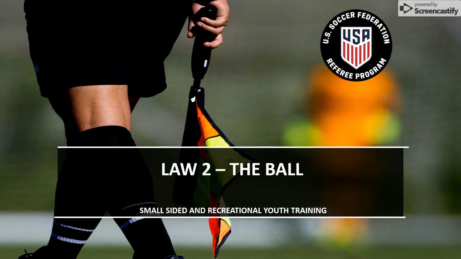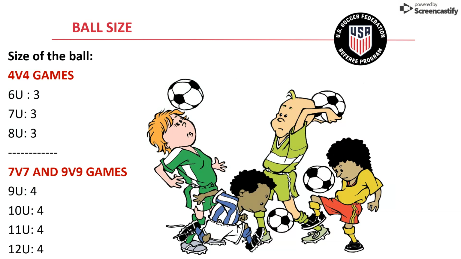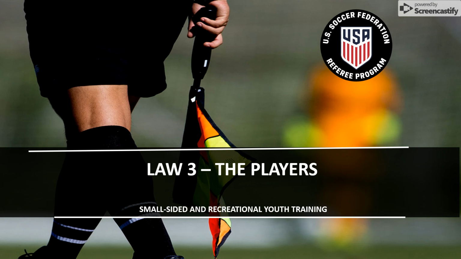Law 2, the ball. It is the referee's responsibility to make sure that the ball meets the requirements for the game they are officiating. The home team usually supplies the ball, and it comes in 3 standard sizes, size 3, 4, and 5. All officials should know the correct ball size for the game that they are officiating based on the local rules of competition.